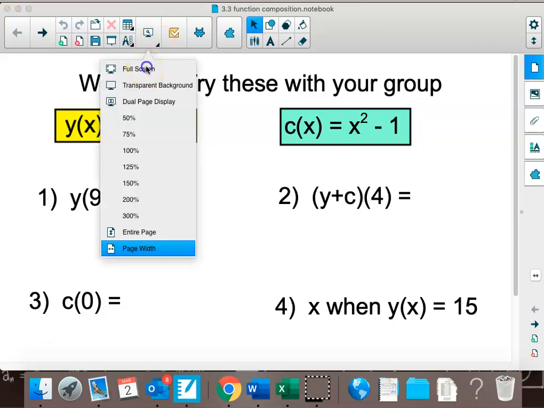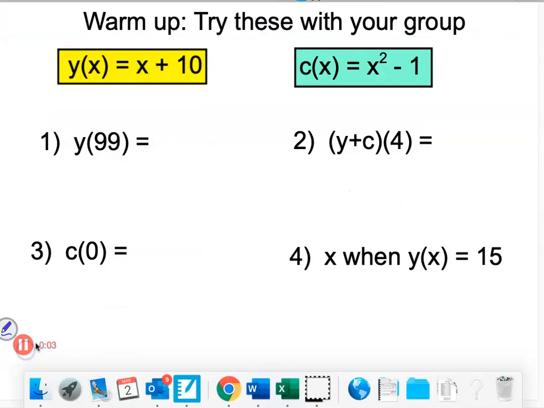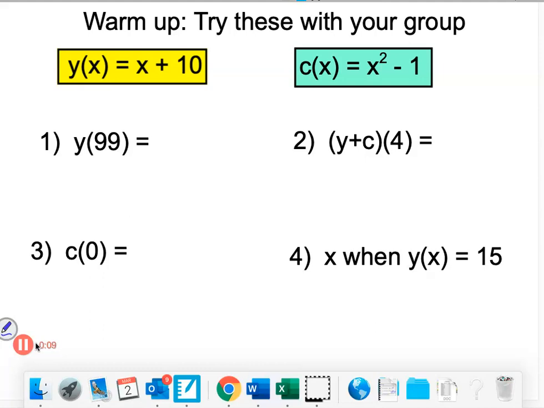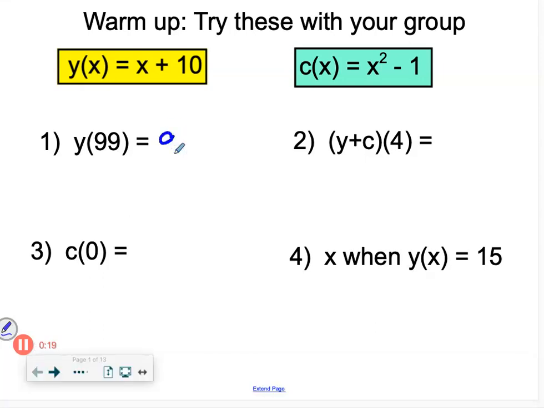So y, notice this is not y times 99. This is y of 99. So you take the 99 and you replace your x in the y of x function with the number 99. So you get 99 plus 10, or 109, which everybody got.